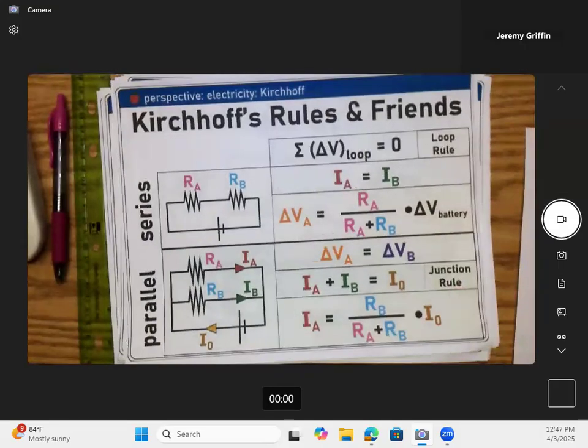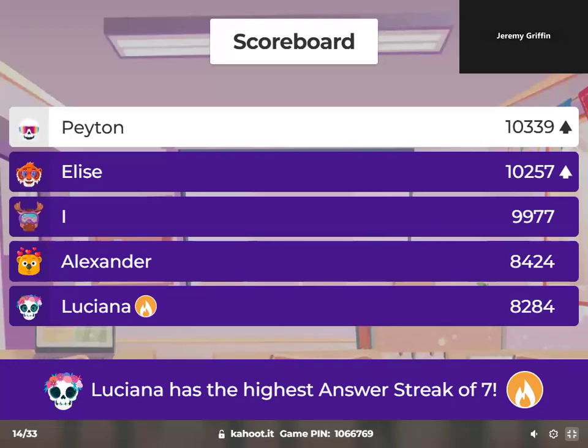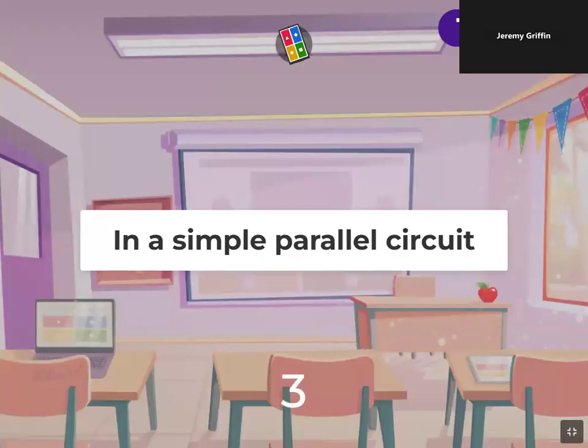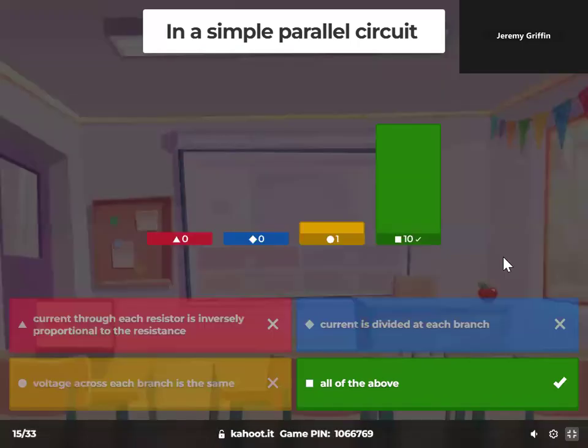So more current goes through the branch of least resistance in a parallel circuit, but voltage is the same across. In a simple parallel circuit, so we're sticking with parallel, what else? Is the current through each resistor inversely proportional to the resistance? The current is divided into each branch. The voltage across each branch is the same. All of the above. What's true for parallel? Yeah, those are all true statements for parallel.